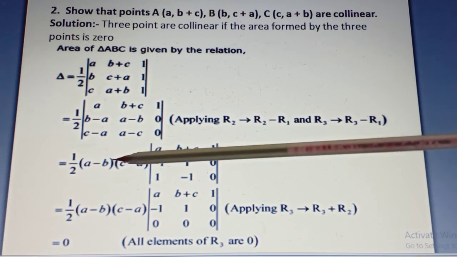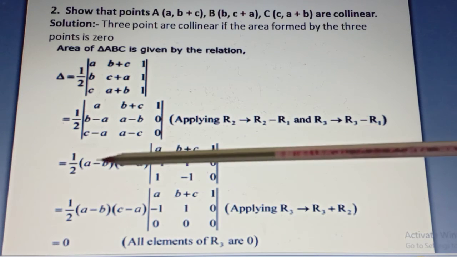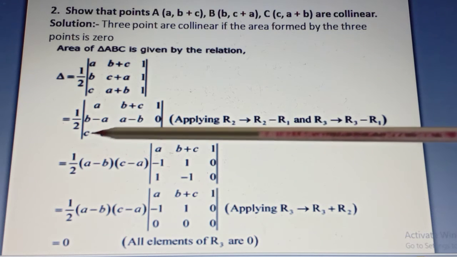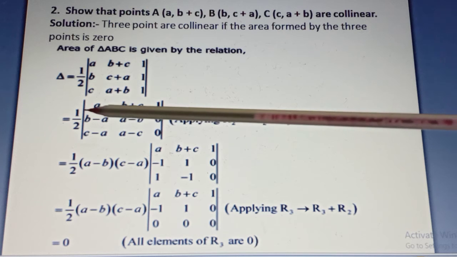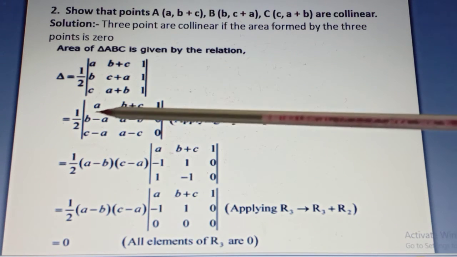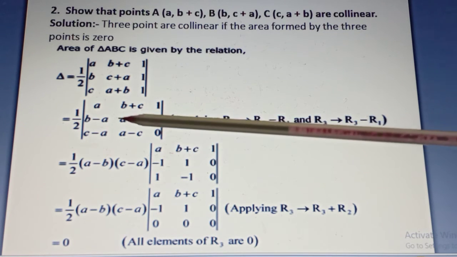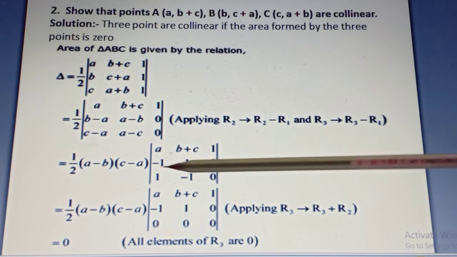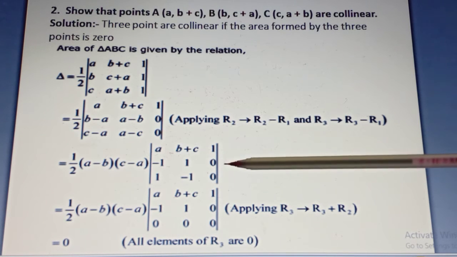Now in this determinant we can take common a minus b from the second row and c minus a from the third row. So the first row is not taking any common element, so it is the same: a, b plus c, 1. In the second row a minus b is taken common, so here minus 1 will be there: a minus b, 1, 0. In the third row c minus a is common, so 1, a minus c, so minus 1, 0.